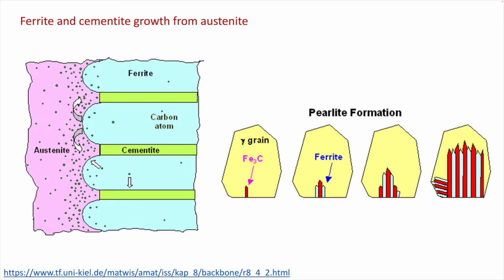There are a couple important points about pearlite formation. First of all, you do not always form pearlite. Whether you're going to form pearlite or some other phases depends on the cooling rate, which we'll discuss in more detail in the next video. Second, pearlite can only form when the austenite composition is at eutectic. We'll see more of this shortly.